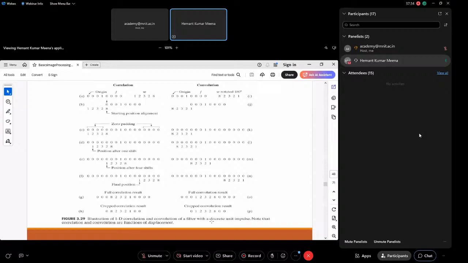And then you can see the result. It is a 1D correlation. It is a 1D convolution result. The basic difference is that here the filter is directly applied, W basically shows the filter, and here it is a 180-degree rotation.